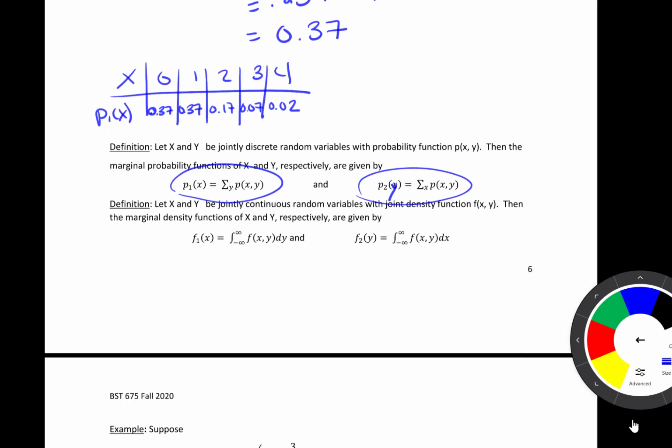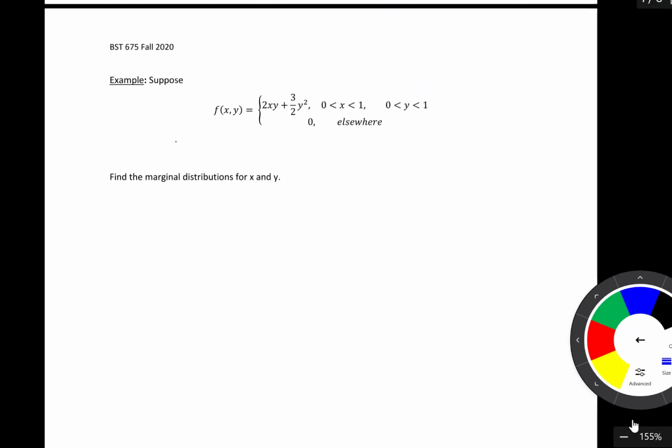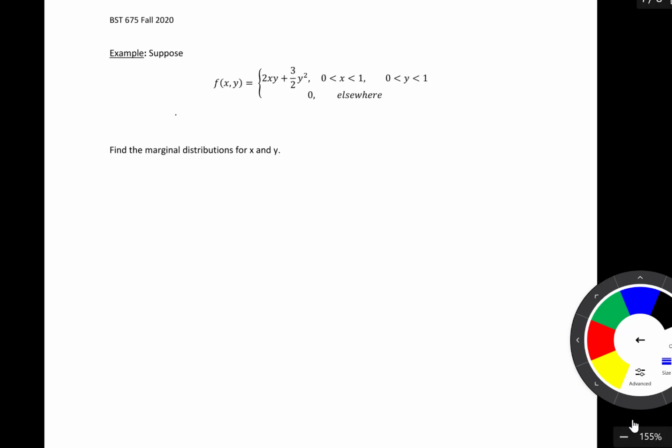And then we could do something very similar in the continuous case, and for the continuous case what we're going to do is integrate over the other variable. So let's look at an example of that. We've seen this distribution before, so we're going to find the marginal distributions for x and y. We'll start out with the marginal for x.